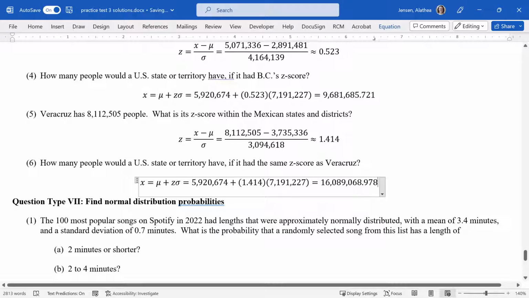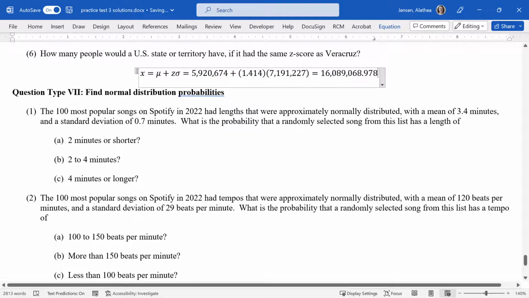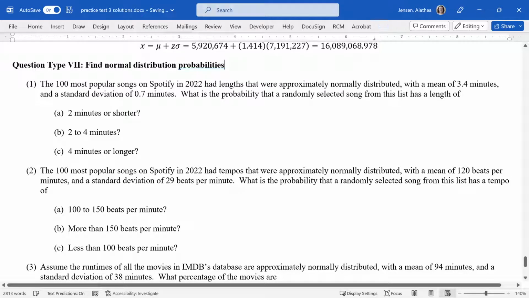All right, so we're all the way at the last type of problem, question type 7, finding normal distribution probabilities. So this is the one where you actually need your table to look up the CDF values. But I'll go ahead and do as much as I can without the table, and then I will get the table out and show you guys as best as I can using the PDF how I would look up those CDFs.